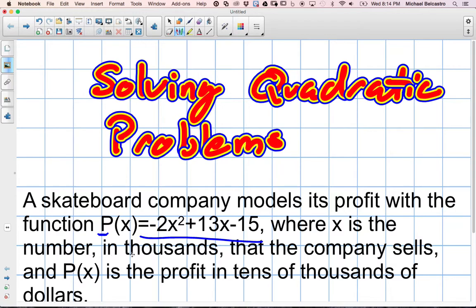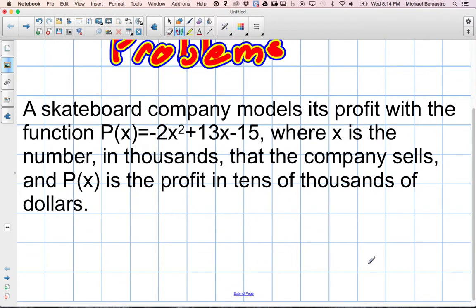Where X is the number in thousands that the company sells, okay, and P at X is the profit in tens of thousands of dollars. So there's actually a lot of important information here. First thing we want to look at is our function of profit. They said that the company models profits with this function, okay?